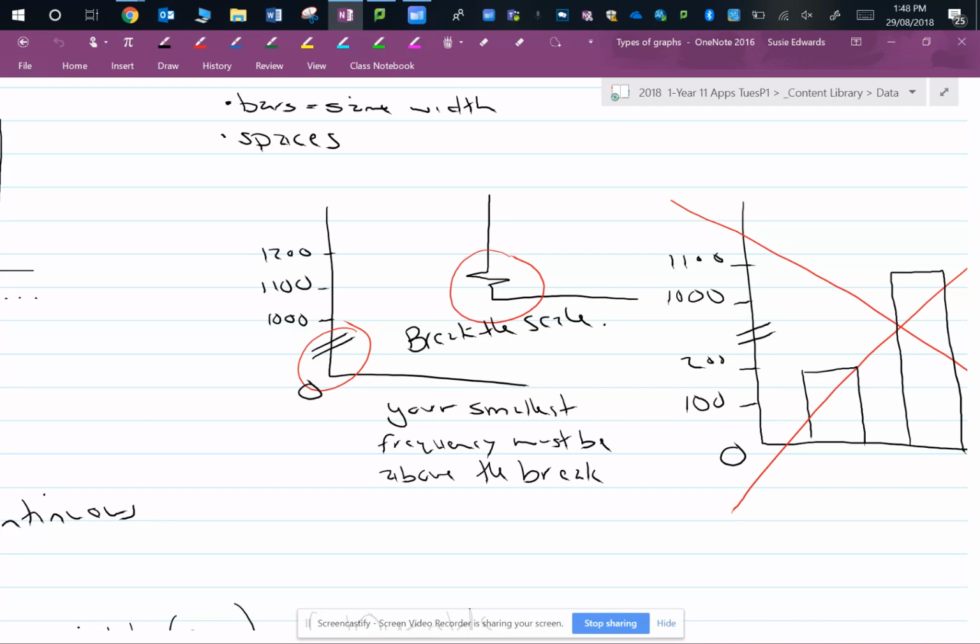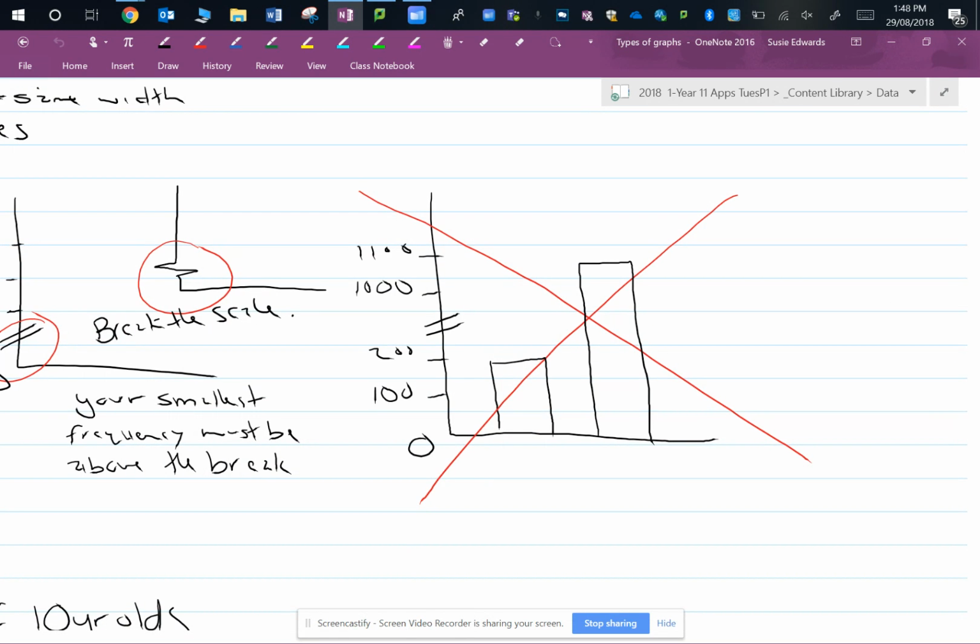and you can't break it more than once on each axis. For example, see here on this, why do you think I can't break it there, between the 200 and the 1,000? The whole point of graphs is for us to be able to see the relationship between the different categories. If you break it in the middle, it looks like the two columns are about double each other, or a bit more than double, when actually it's more than 5,000.